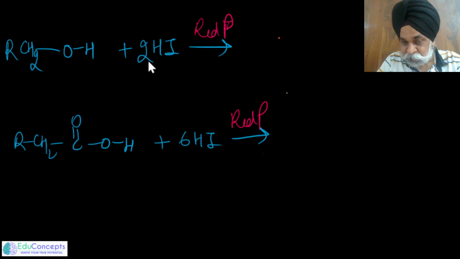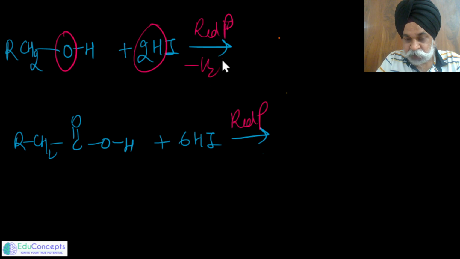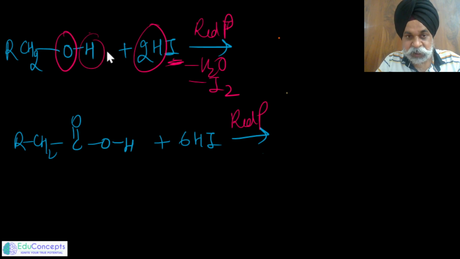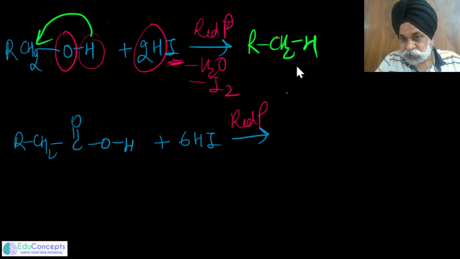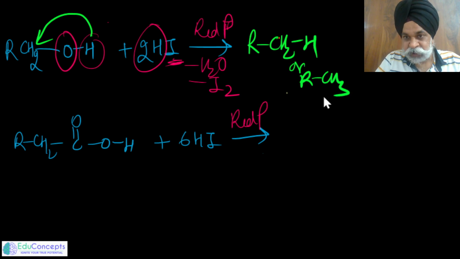So here the tip to remember is that this oxygen and these 2 hydrogens would come out as water along with I2. This I2 would go out, and this H got attached to the R part itself. So RCH2H. In another way I can say RCH3 along with the loss of water and iodine.